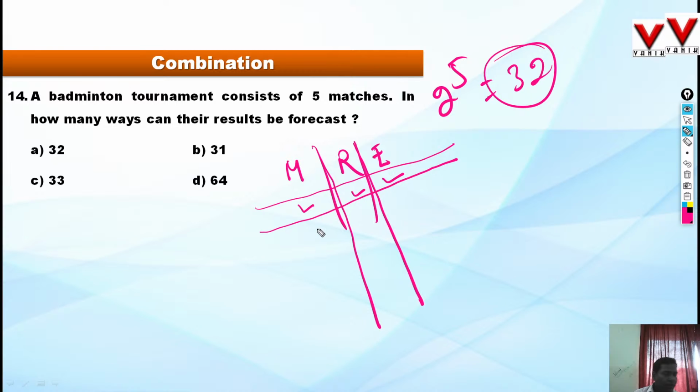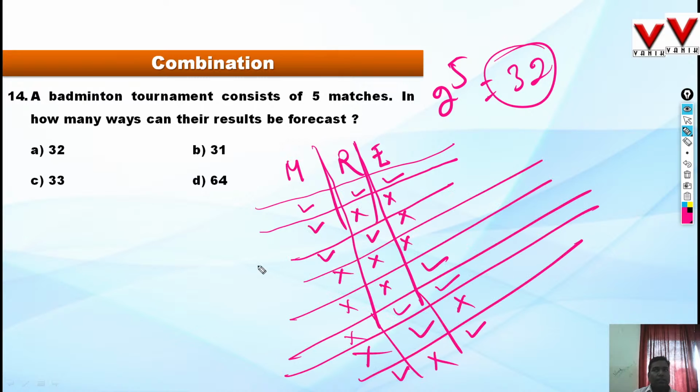Then fail, fail, pass. Then the last one, pass, pass, fail. There are 8 ways to declare his result. So 2 to the power 3 is equal to 8. What is 2? Either in one subject he may pass or may fail. There are 3 subjects, so the power will be 3. 2 to the power 3 is equal to 8.